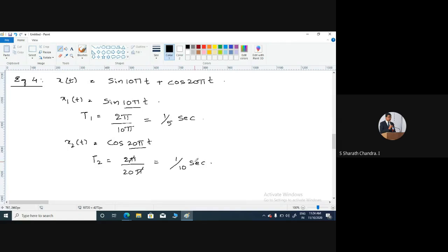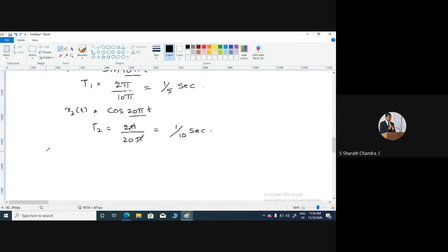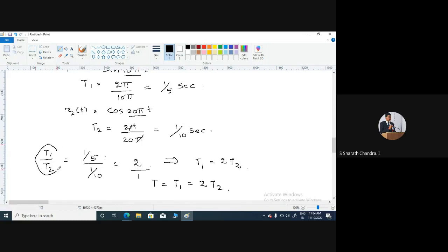Now, in order to check whether x of t is periodic or not, I need to consider the ratio of these fundamental periods, T1 by T2, which is equal to 1 by 5 divided by 1 by 10, which is equal to 2. Therefore, from this relation, you can clearly say that T1 is equal to 2 T2, and we know that T can be written as either T1 or 2 T2. Since the ratio of these two fundamental periods is a rational number, clearly x of t is a periodic signal.